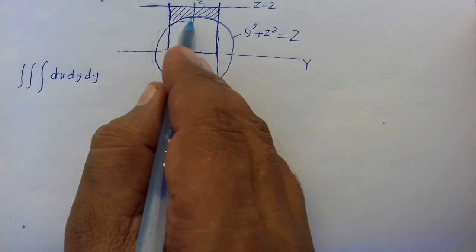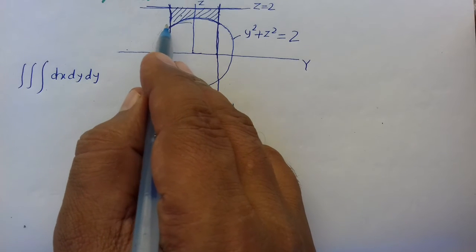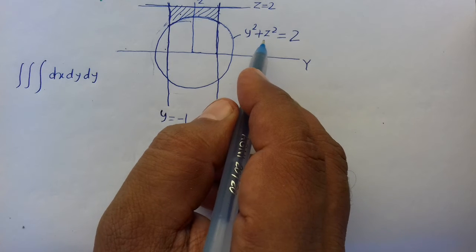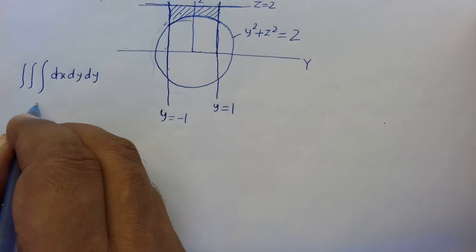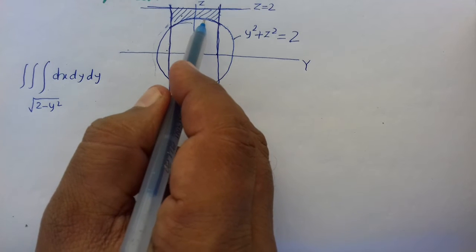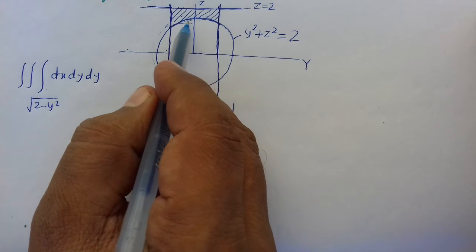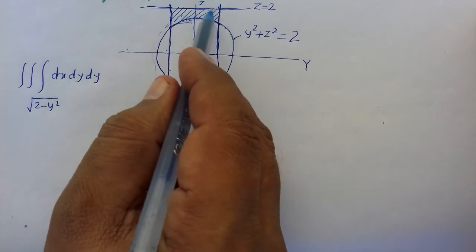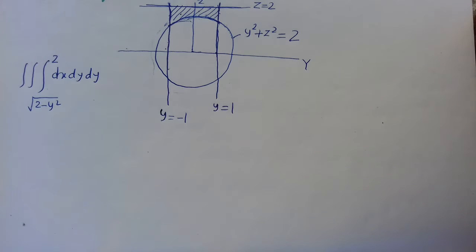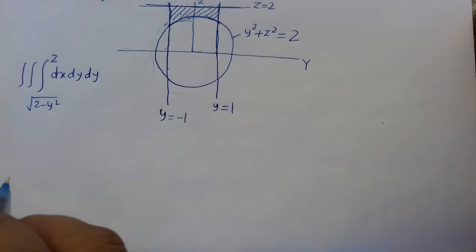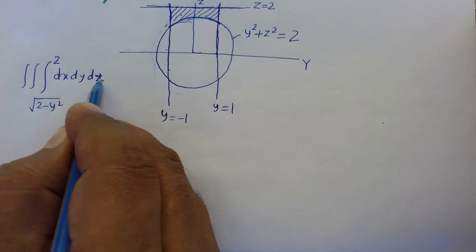Here you see z. For z we take this line, this is the equation for z. Here we can find z for the lower limit. z will be square root of 2 minus y square. This is the lower limit, and for the upper limit, from a point on this curve you have to go to this line. This line is z equals 2. So we have put the limit for z.